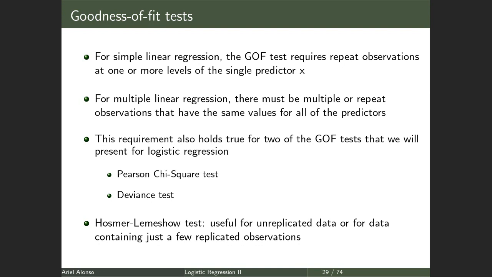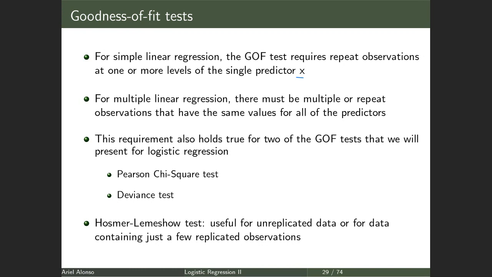test in linear regression. If you have multiple linear regression, so if now your X is not a scalar but a vector, then a similar requirement was necessary. You need to have repeat observations at different levels of the predictor. So for every vector X, for every combination of covariates, you need to have different values of Y to implement the GOF. And in logistic regression it is going to be exactly the same.